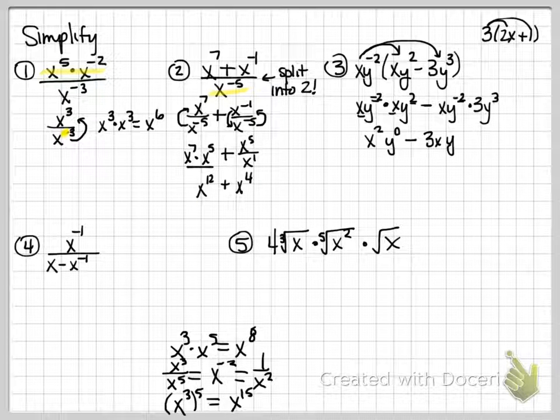Now the last thing is the fact that we have this y to the 0. And the thing to remember is that anything to the 0 power is going to equal 1, as long as your base is not a 0 itself. So, like 2 to the 0 power is 1. X to the 0 power is 1. Negative 5 to the 0 power is 1. So that y to the 0 just changes to 1 times x squared, which is just x squared, minus 3xy.